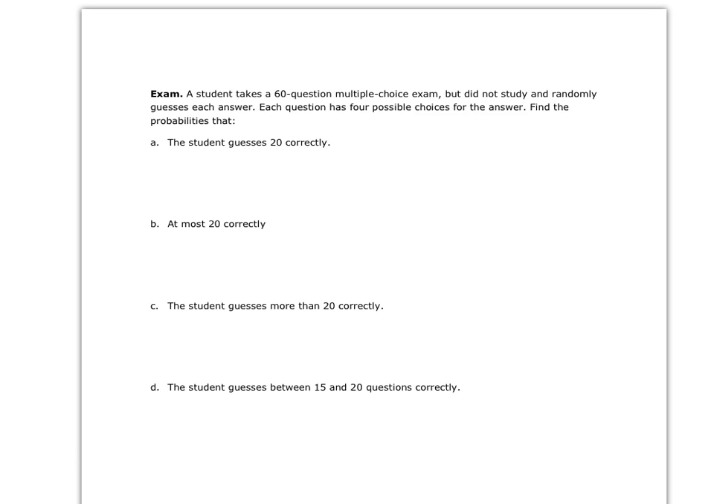Okay, last example. I suggest you pause and work through this on your own, and then we'll look at it together. All right, we have a student who takes a 60-question multiple choice exam but did not study and randomly guesses each answer. Each question has 4 possible choices for the answer. Find the following probabilities. Before we do that, let's just write out what we've got. X is counting the number that are answered correctly. So X is the number of correct answers.